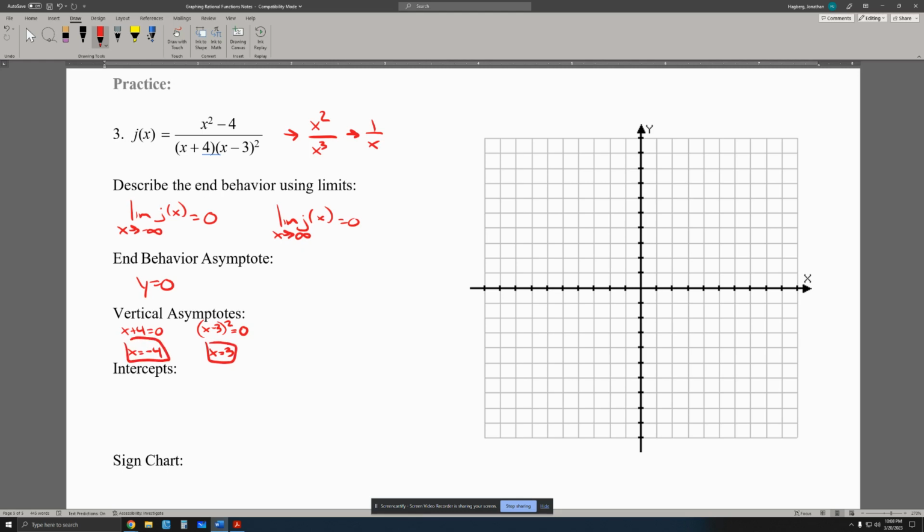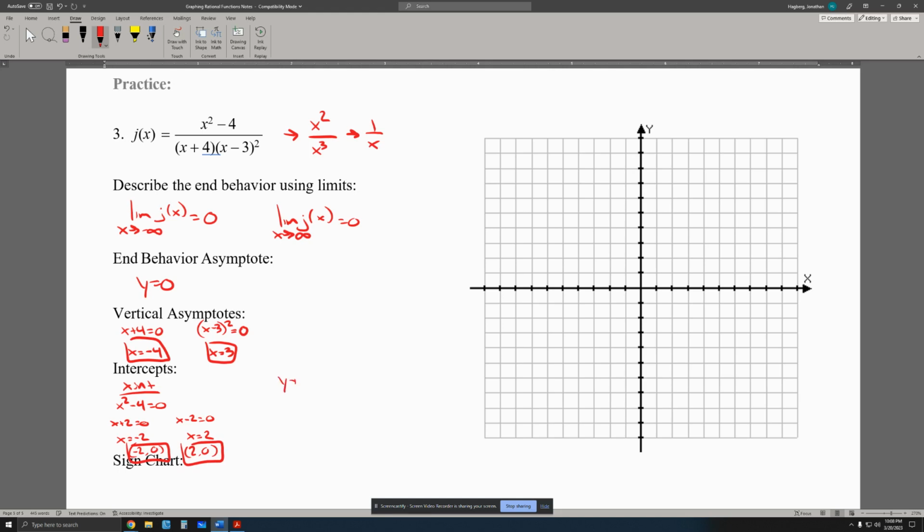For intercepts, we'll start with the x-intercepts. This is where the numerator equals 0. So x squared minus 4 equals 0. We get x plus 2 equals 0 and x minus 2 equals 0. So we get x equals -2 and positive 2. As ordered pairs, (-2, 0) and (2, 0). So we have 2 x-intercepts here.